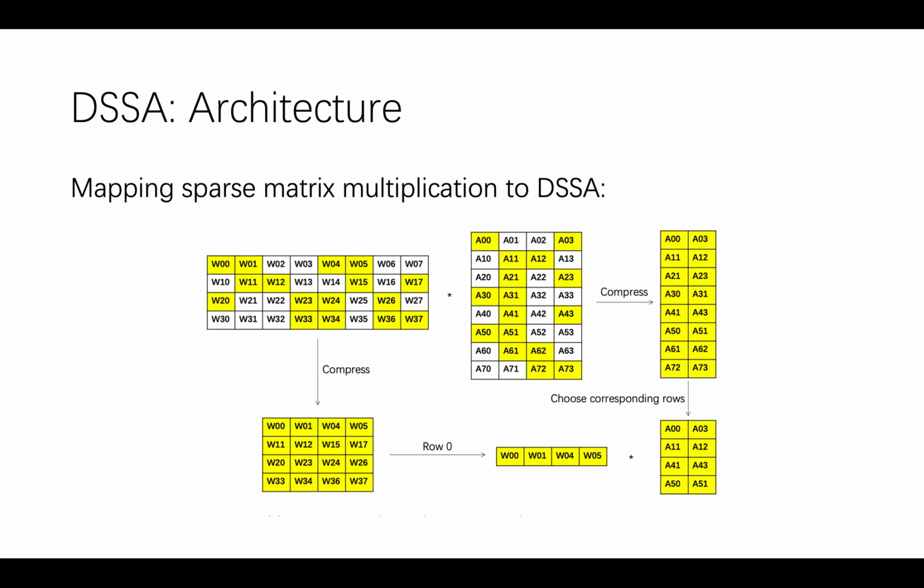We use an example to show how to map matrix multiplication to DSSA's architecture. In this figure, yellow elements represent non-zero elements. Taking row 0 as an example, the non-zero values are W00, W01, W04, and W05, so the corresponding rows of the activation matrix, including row 0, row 1, row 4, and row 5, are selected for multiplication. This yields a 4 times 2 activation matrix.